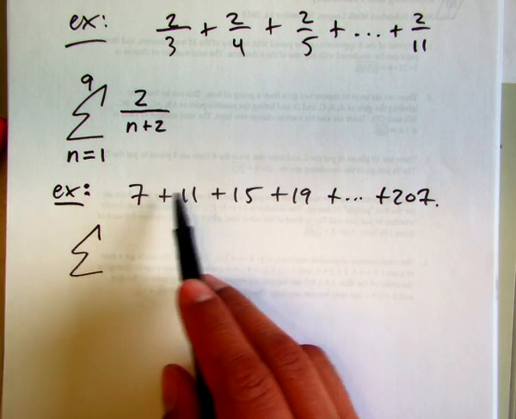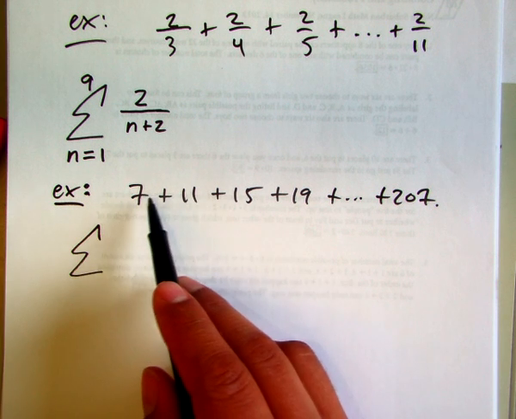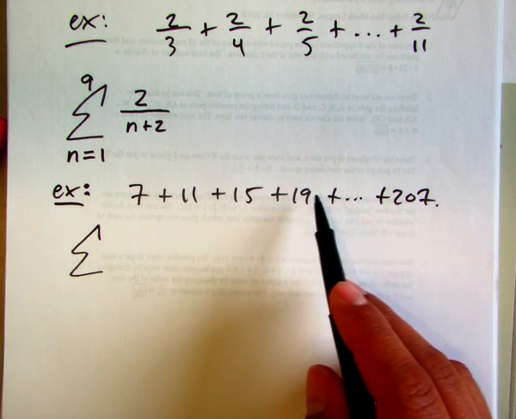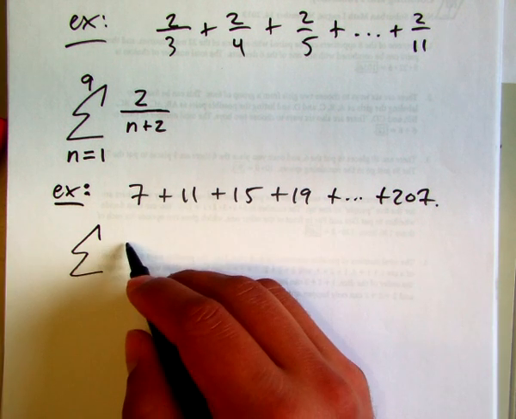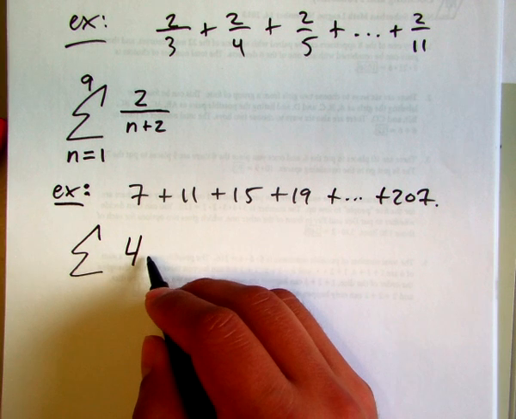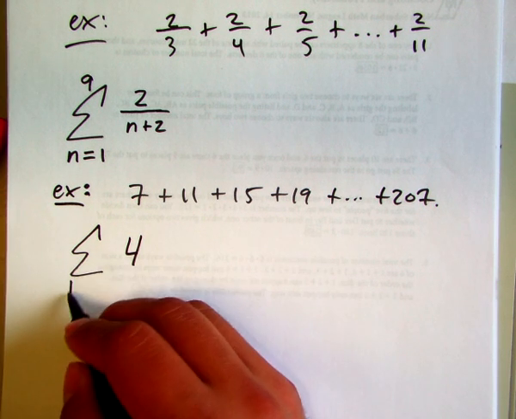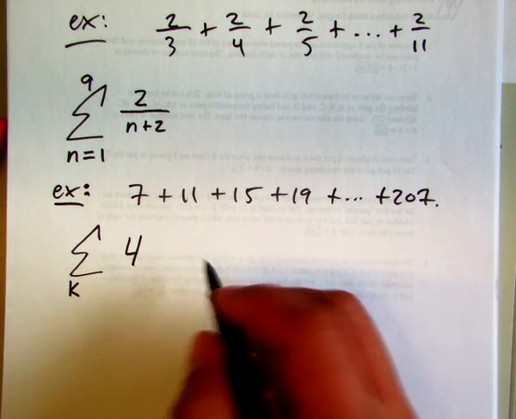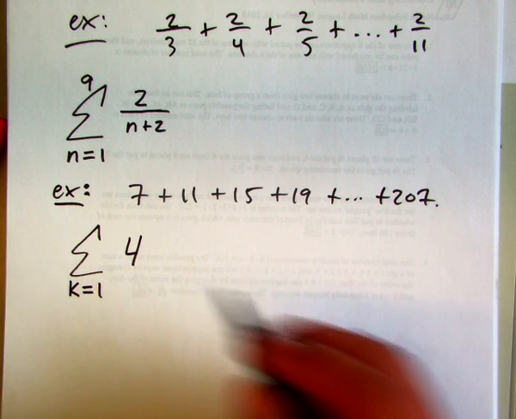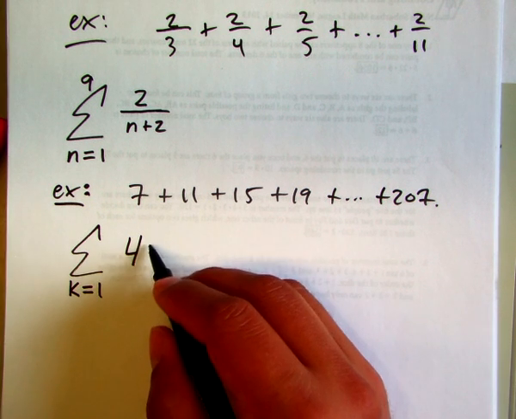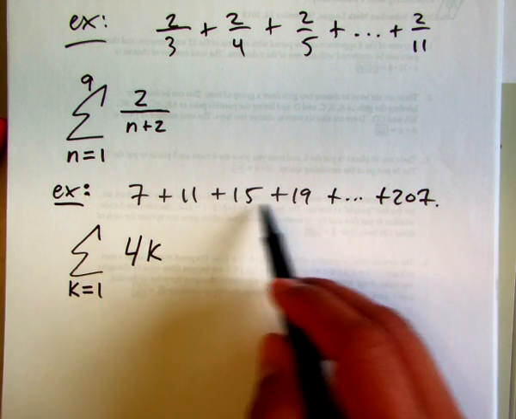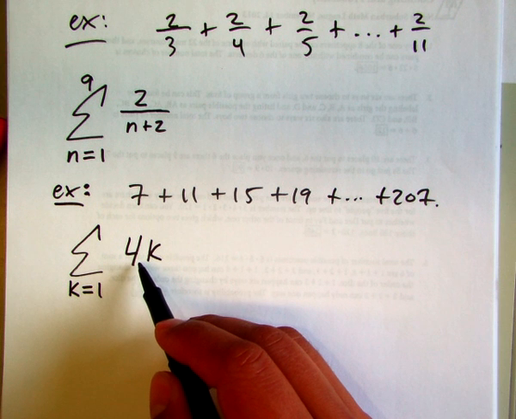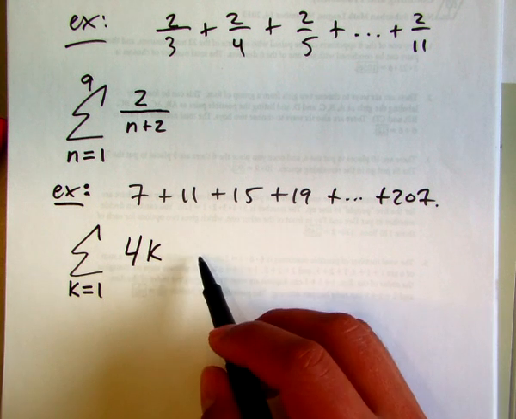7 to 11, 11 to 15, you notice that all these numbers are going up by 4, right? So you can kind of think of that as having a slope of 4. So I'll use 4, let's use k this time. So I'm going to start at k equals 1. And since I'm going up by 4 each time, I'm going to do 4 times k. But now I have to adjust my formula.